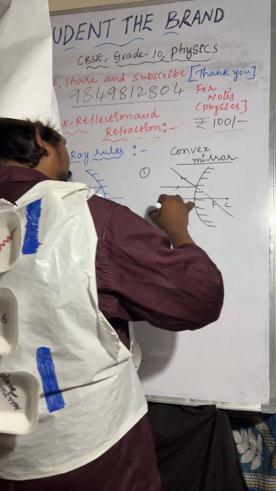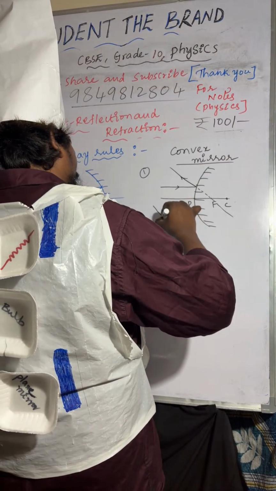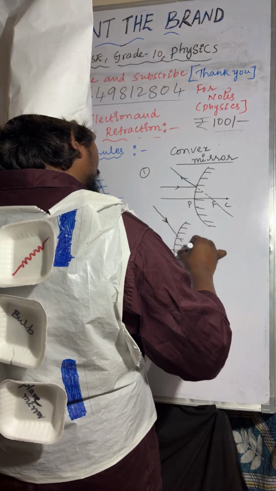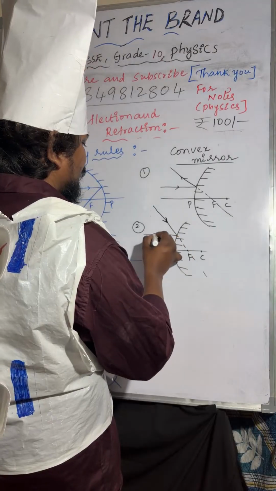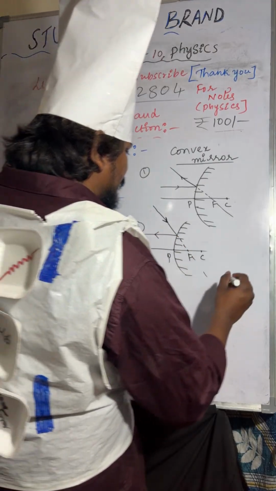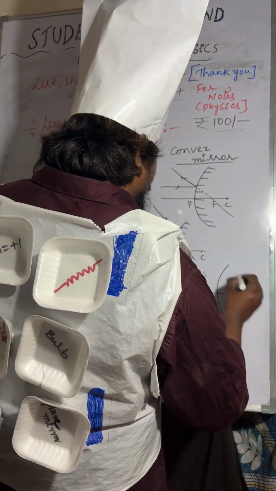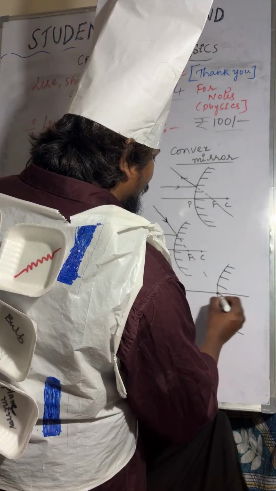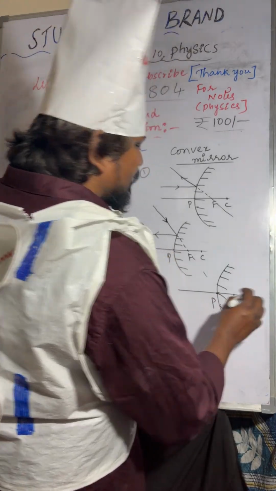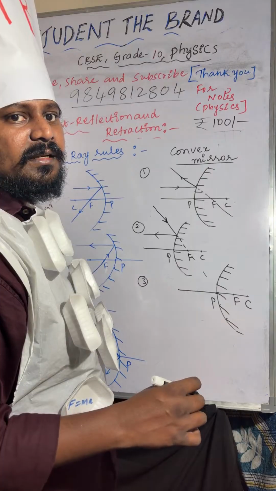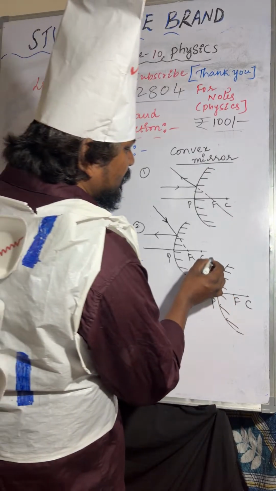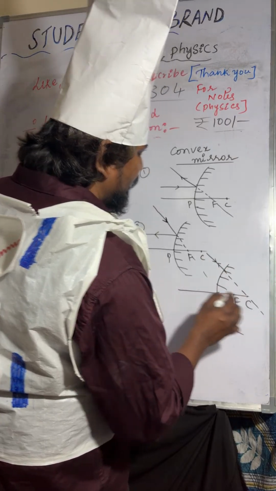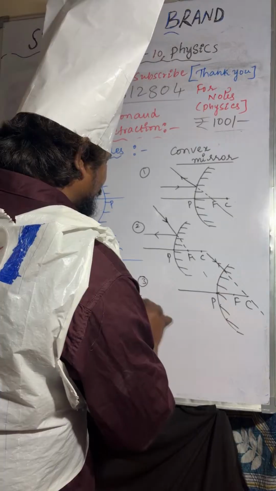Light ray is passing through focus like this. So it passes through focus. After reflection, it moves. And coming to the third one. Here you can observe pole, focus, center of curvature. Light ray is passing through center of curvature, so it retraces its original path. And coming to the fourth one.